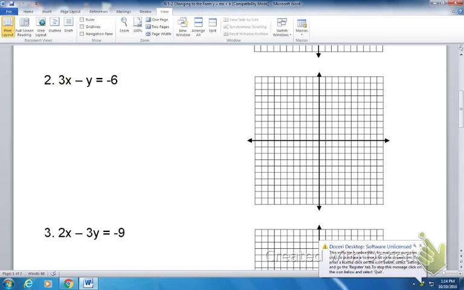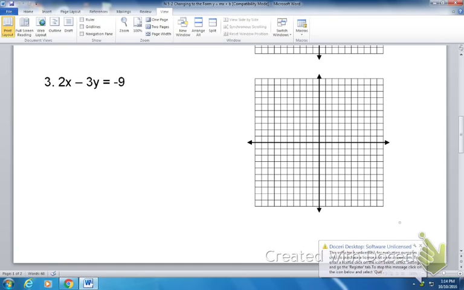Let's look at the next one, number 3. 2x minus 3y equals negative 9. Again, first we subtract 2x from both sides. The x's cancel, leaving me with negative 3y equals negative 2x minus 9. Now I need to divide everything by what's in front of y. In this case, it's negative 3.